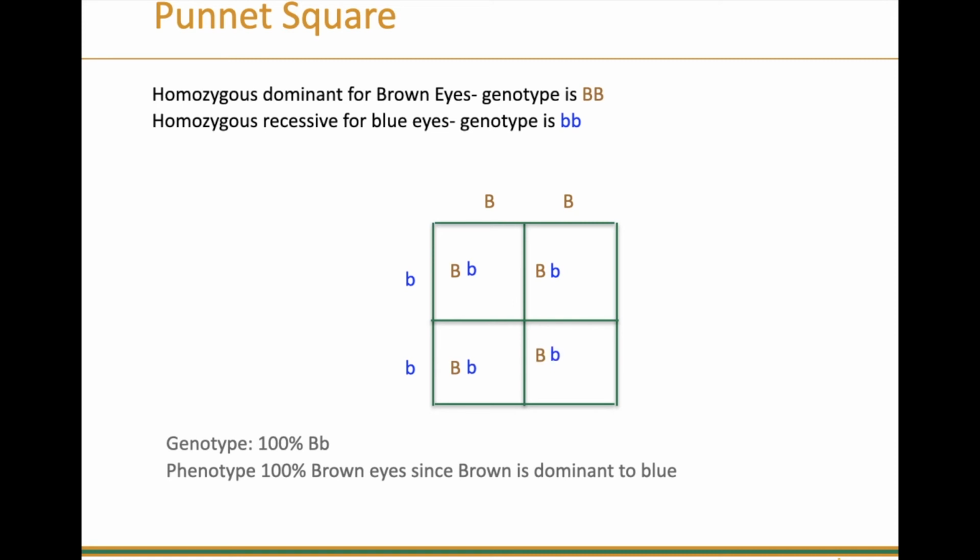And so each box is going to represent the chances of having that type of genotype in their offspring. And in this case, they're all the same. But if you're doing a Punnett square for someone who's heterozygous, you would get different combinations in there. So in this case, the genotype is 100% capital B, lowercase b, and the phenotype is going to be 100% brown eyes, since brown is dominant to blue.